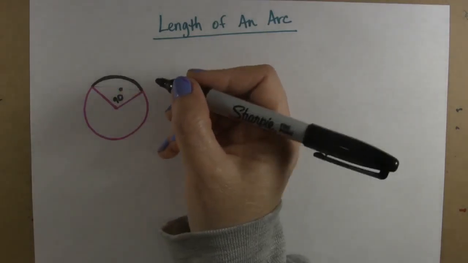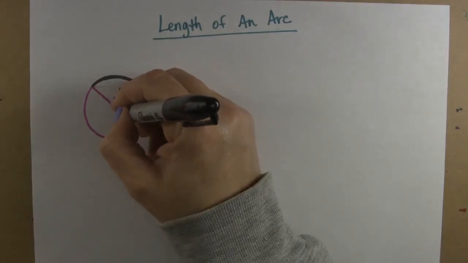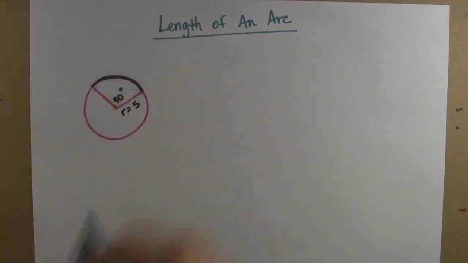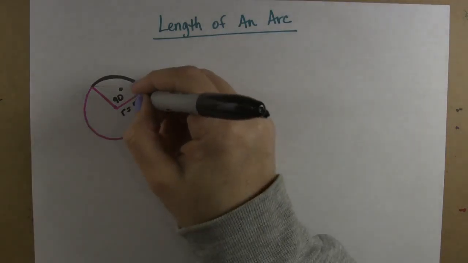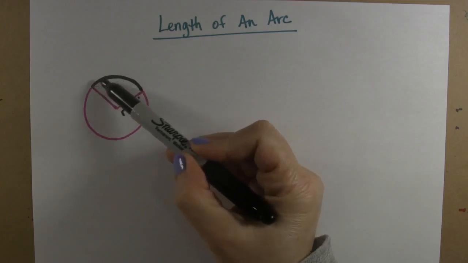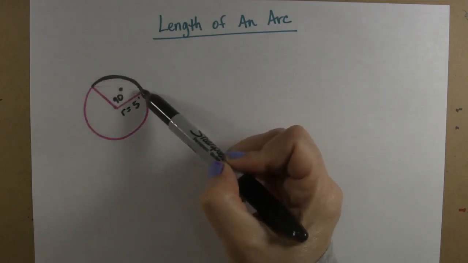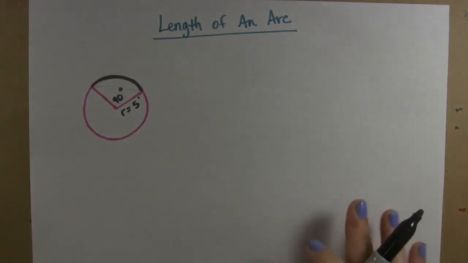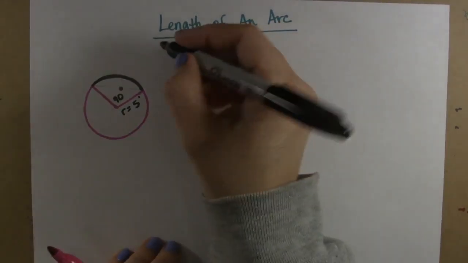So we know that this angle is 90 degrees. We also know that our radius equals 5. We're going to call that 5 feet. And so we want to know how many feet this arc is. So this will look familiar to you, at least I hope it does.